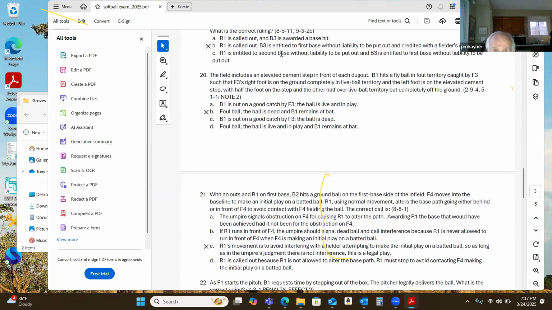Okay, number 20, the field includes an elevated cement step in front of each dugout. So that's out of play, obviously. B1 hits a fly ball in foul territory, caught by F3 such that F3's right foot is on the ground and live. Stepping on that step as they catch it. It's a foul ball. The ball is dead, and B1 remains at bat, and that's because they were out of play by virtue of their foot being on that step. So the answer to number 20 is B as in boy, foul ball.